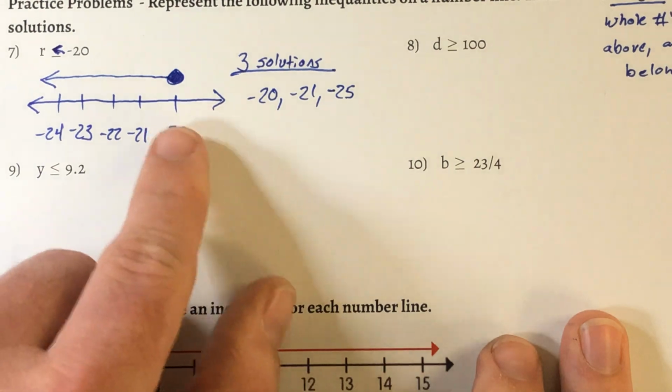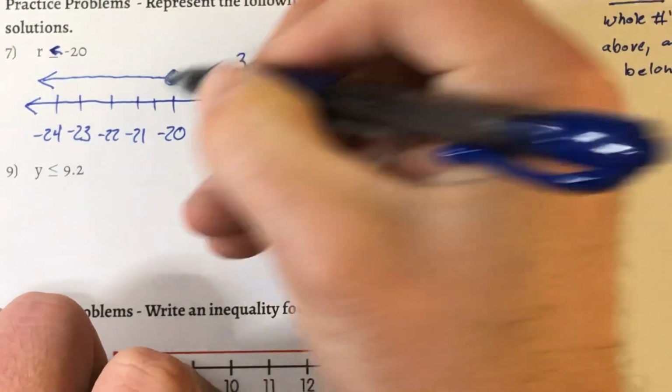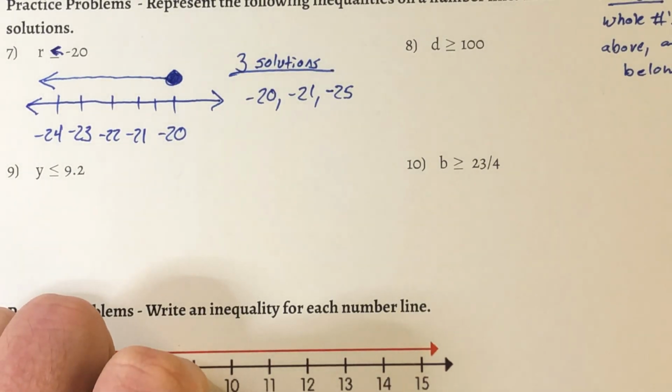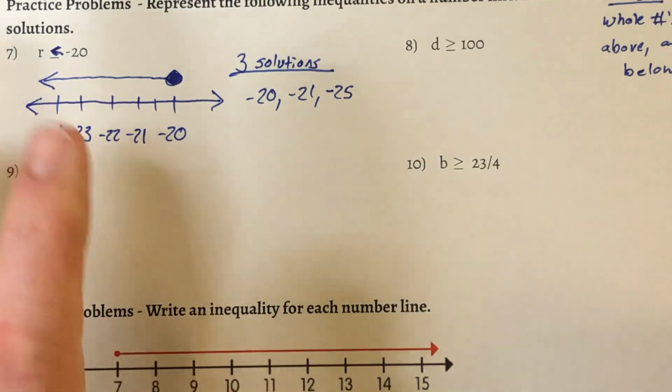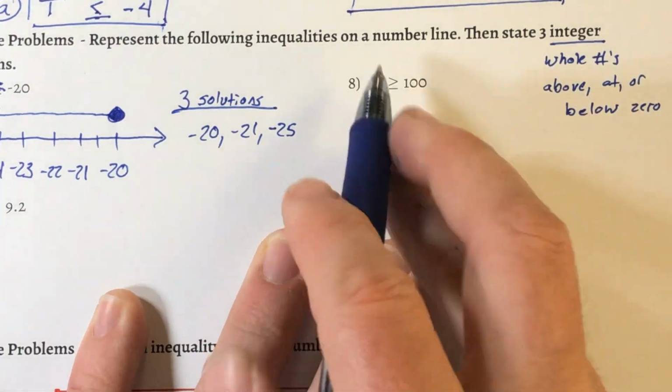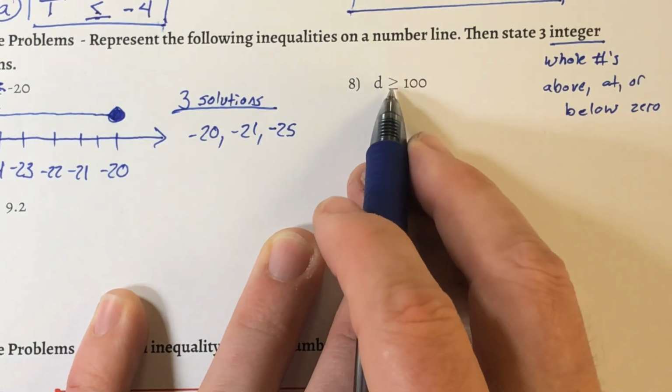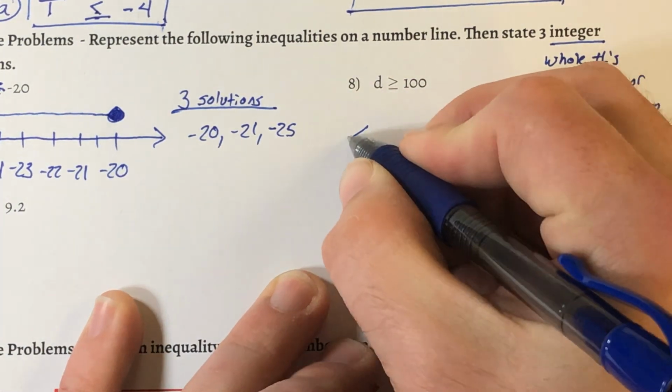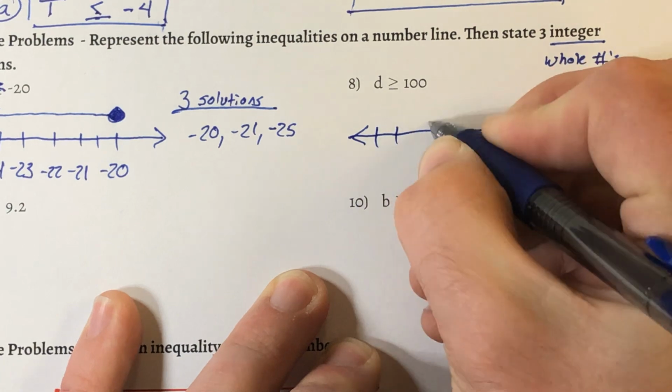Could negative 20 and a half right there be an example or a solution? Not an integer solution because it would not be whole. It would be a solution, but not an integer solution. All right, number 8. D is going to be greater than or equal to 100. So number line, fit 5 numbers.